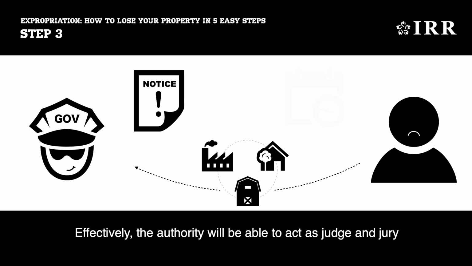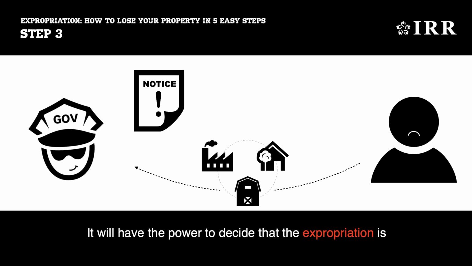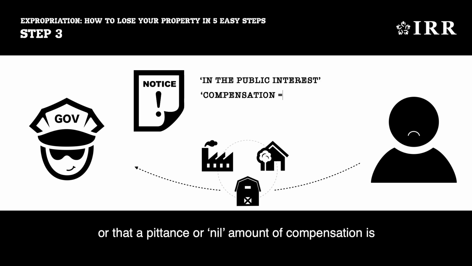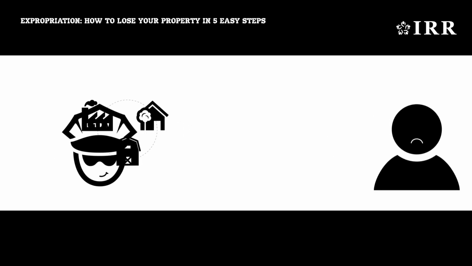Effectively, the authority will be able to act as judge and jury in its own cause. It will have the power to decide that the expropriation is in the public interest, or that a pittance or nil amount of compensation is, quote, just and equitable, end quote.